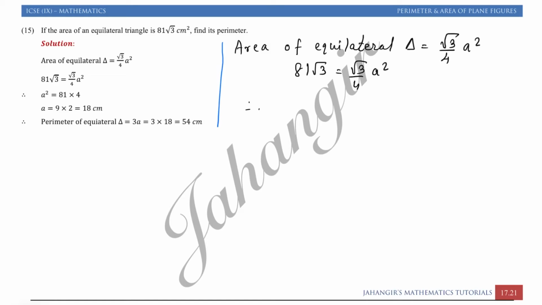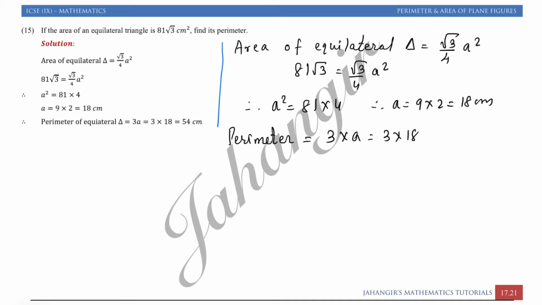So therefore root 3 will get cancelled. A square is equal to 81 into 4. So therefore A is equal to 9 into 2, that is 18 centimeter. Now perimeter is 3 times the side. So that is 3 into 18, which is equal to 54 centimeter. That was quite an easy question.